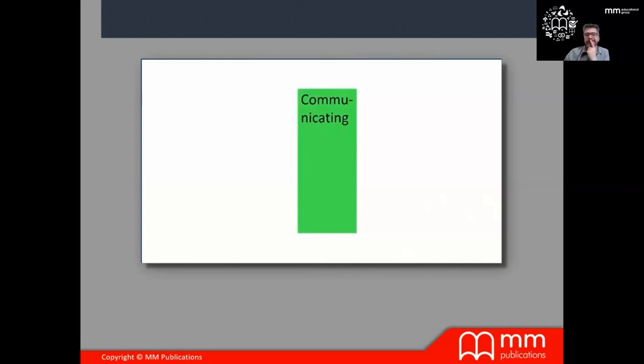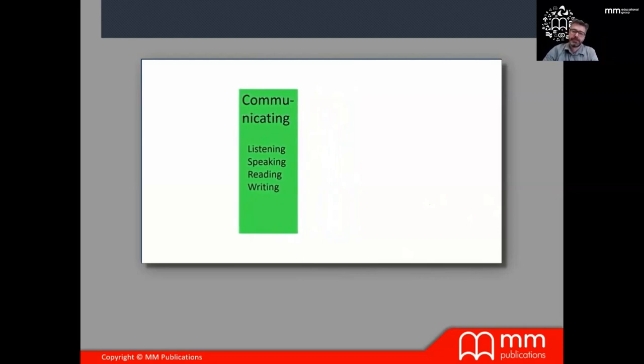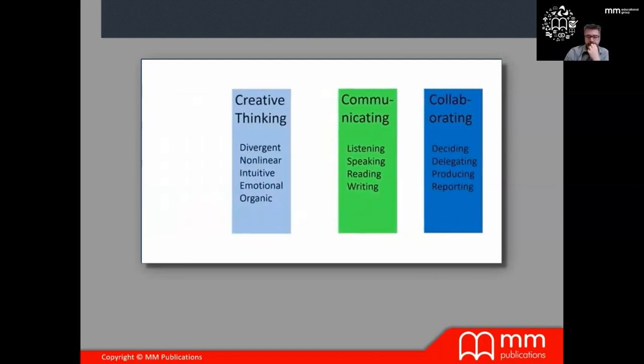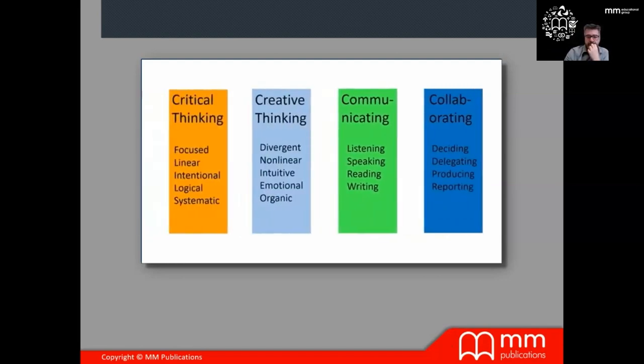So we've seen how we can get them to solve problems. How can we teach them to work with other people? That's where communication comes in. Communication involves listening and speaking, reading and writing. But communicating isn't enough on its own. Once you've communicated ideas, you also need to work with other people to get those ideas accomplished. That's called collaborating. It involves deciding, delegating, producing, and reporting. Working in a group to accomplish a goal. So once we put collaborating, communicating, creative thinking, and critical thinking together, we have the ability to solve problems and to work with other people to do so.